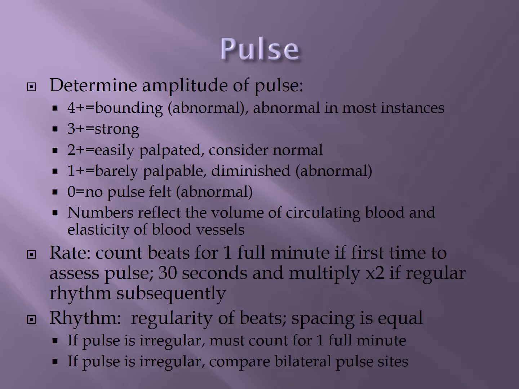3 plus is strong. Let me correct what I had said earlier. 2 plus is considered normal because it's easily palpated. You don't have any trouble finding it. You don't have any trouble counting it. 1 plus is barely palpable. It's diminished. We do consider this to be abnormal. Commonly find it in our geriatric population in doing pedal pulses. And then 0 means that there is no pulse felt.